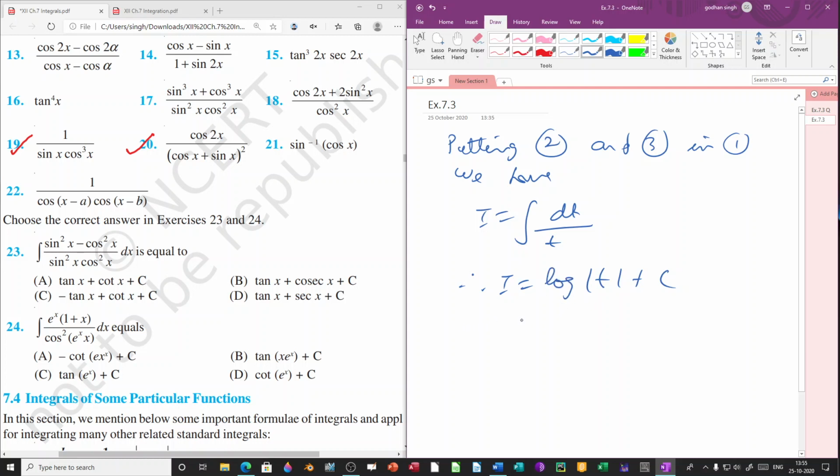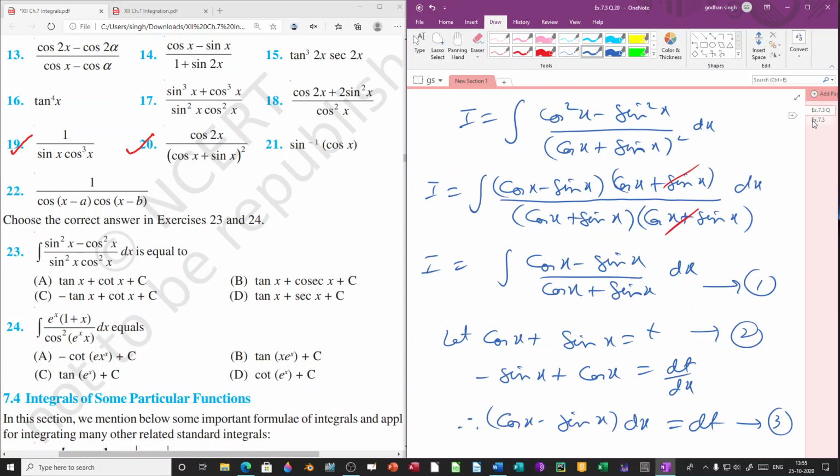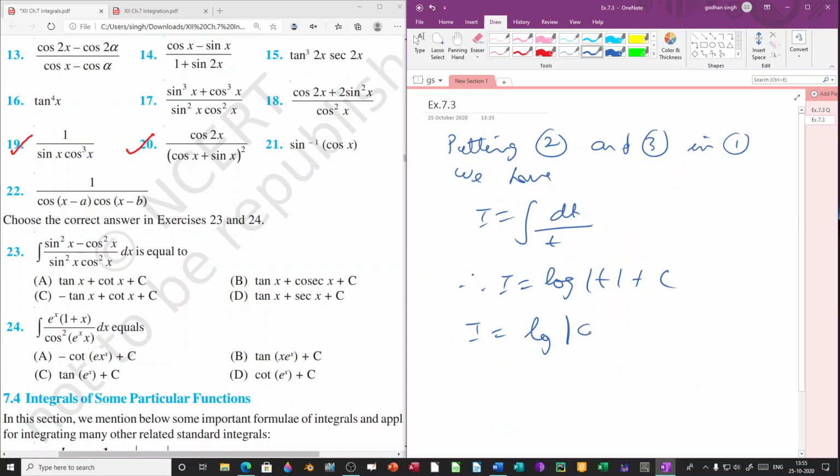So putting the value of t, we will get I equal to log, now what is our t? T is cos x plus sin x. So log mod of cos x plus sin x plus c. So this is the answer of question number 20.